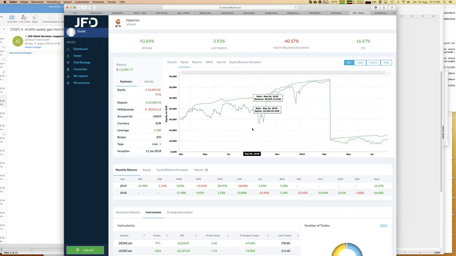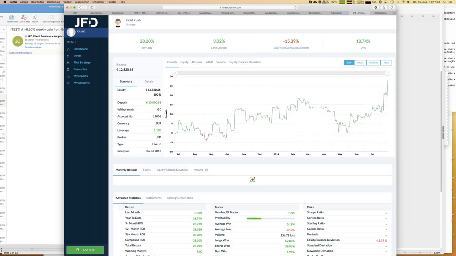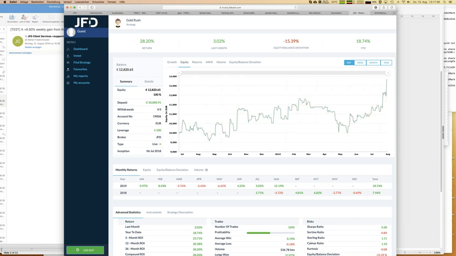That's an example for a high return strategy involving higher risk as well. Okay, let's have a look at Gold Rush as well, because that has been the top performer of last week. And you can see, okay, a totally different kind of picture of growth. And there are, by the way, no big differences between equity and balance, as you can see here.